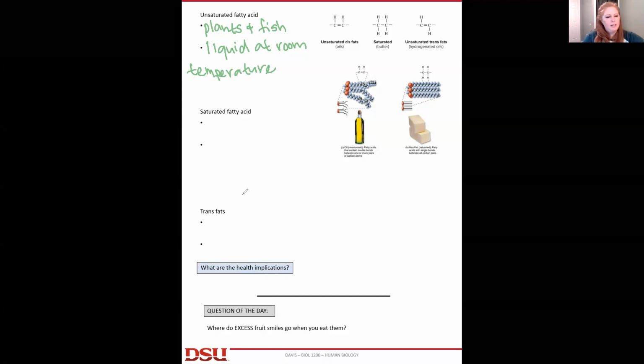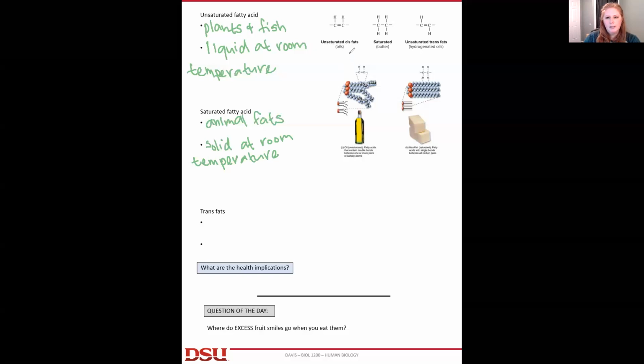And then we have our saturated fats. These are usually derived from or contain animal fats. And these are solid at room temperature. So things like butter, bacon grease, Crisco, lard, any of those things are going to be saturated fats. Let me pause here and talk about where these terms saturated and unsaturated come from.